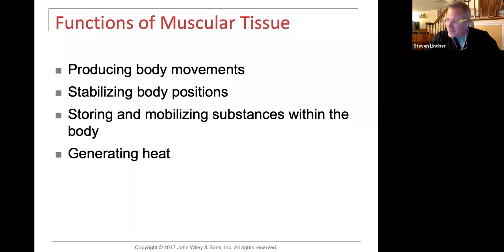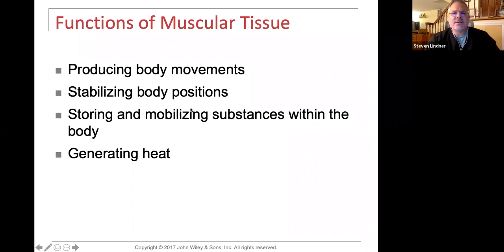And when that tension is being generated, a muscle can shorten or a muscle can lengthen, or a muscle can remain the same length, right? If you're pushing against a wall and the wall isn't moving, you're still generating contraction in your muscles. You can still feel tension being generated.